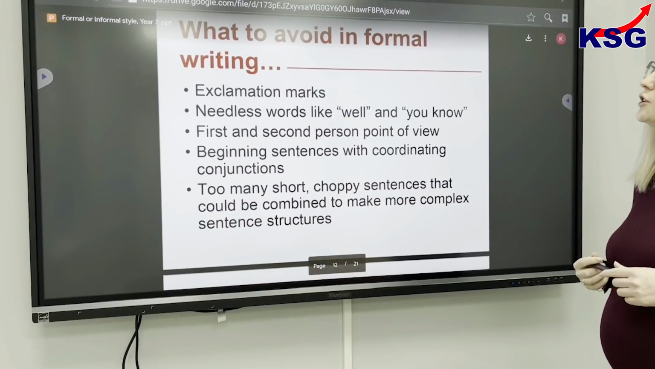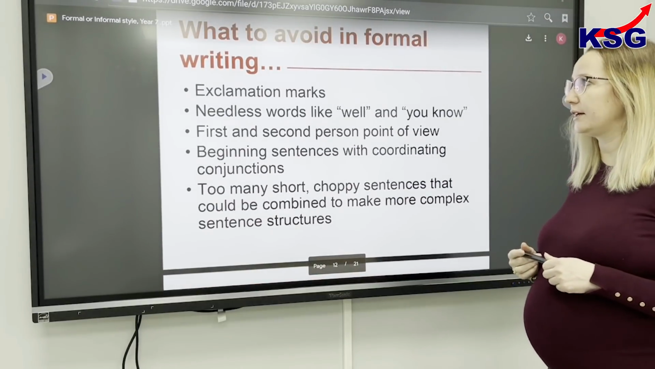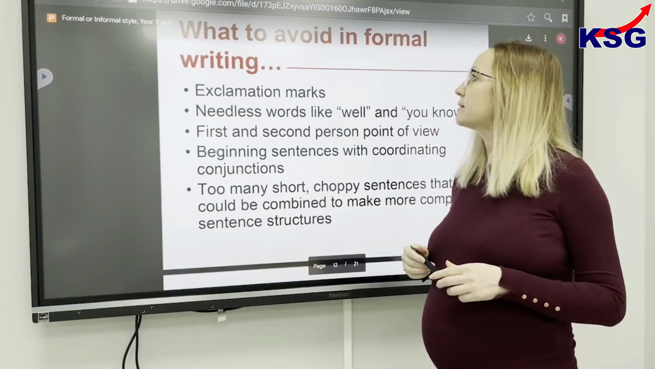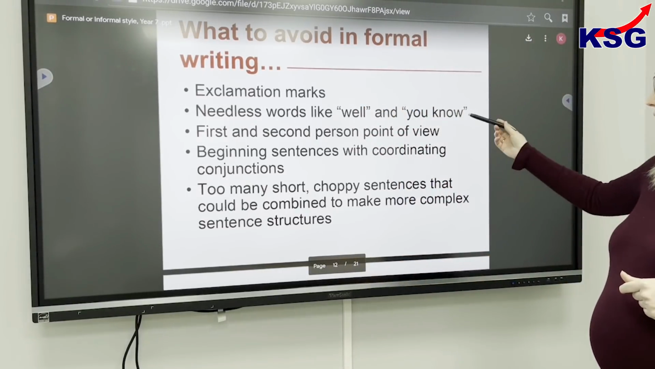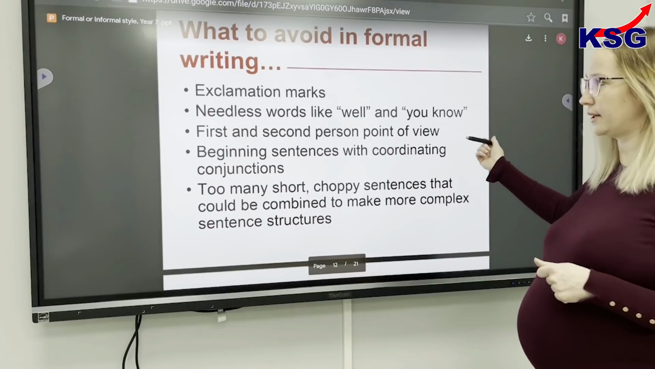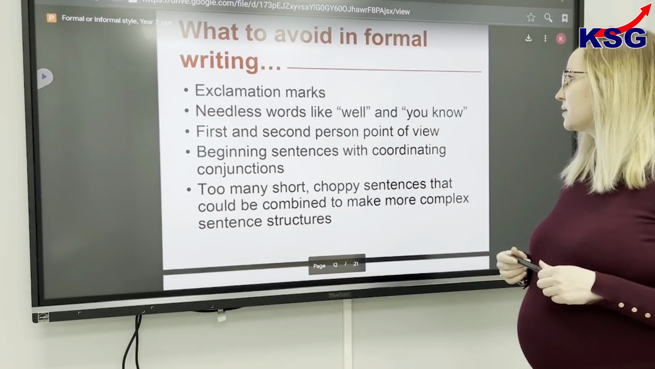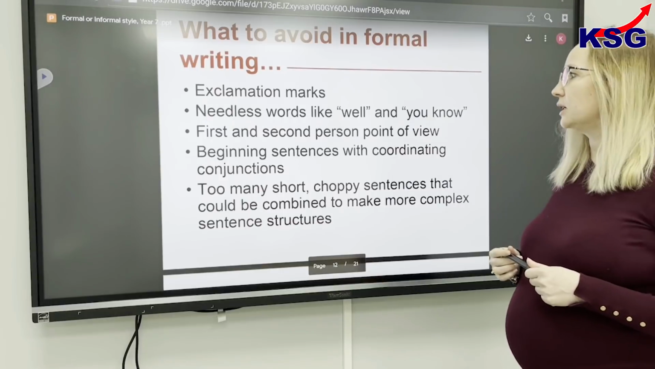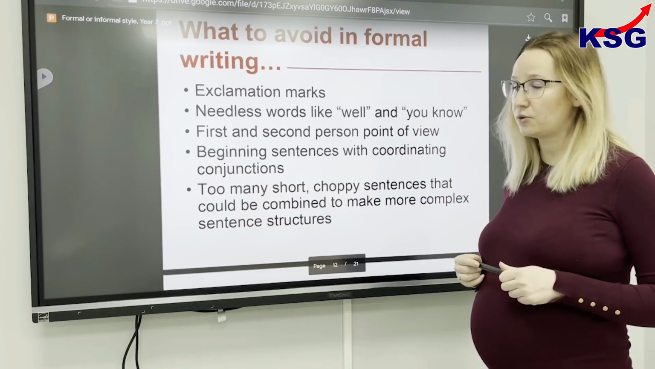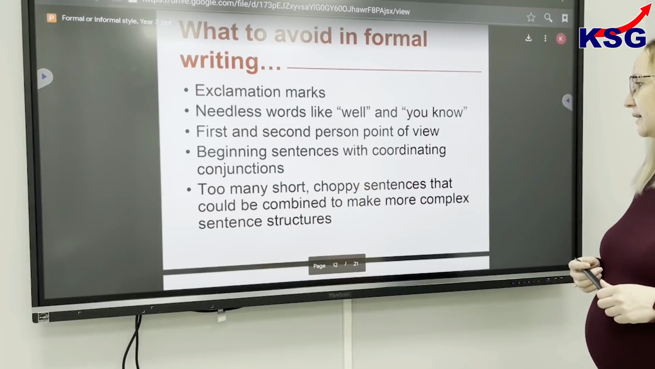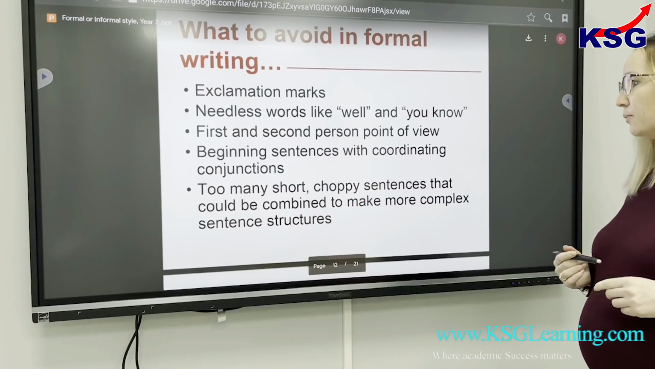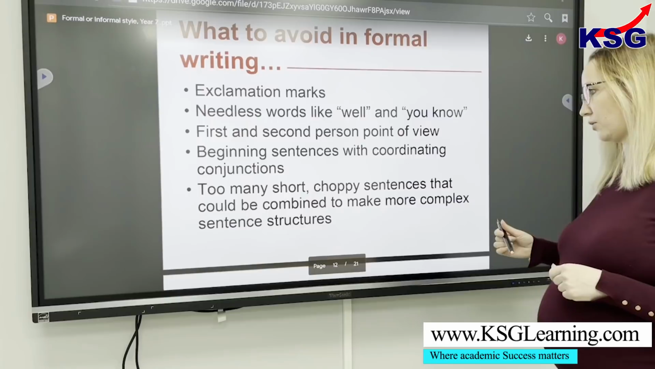What do we need to avoid in formal writing? Firstly, we need to avoid exclamation marks. Also, words like well and you know, we don't use them. First and second person point of view, beginning sentences with coordinating conjunctions, and also too many short, choppy sentences that could be combined to make more complex sentence structures.